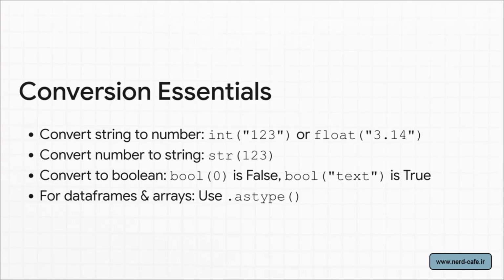These are the big ones. Remember your core functions for single values, know the simple rules for Booleans, where zero and empty things are false, and for any big data set, any data frame, astype is going to be your go-to command.